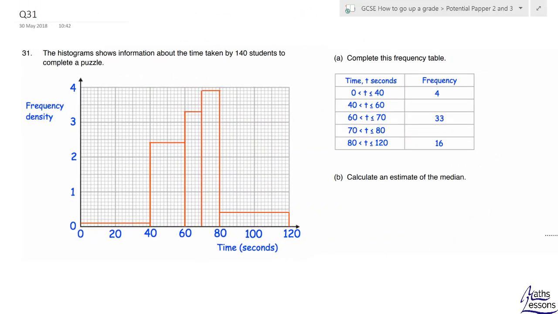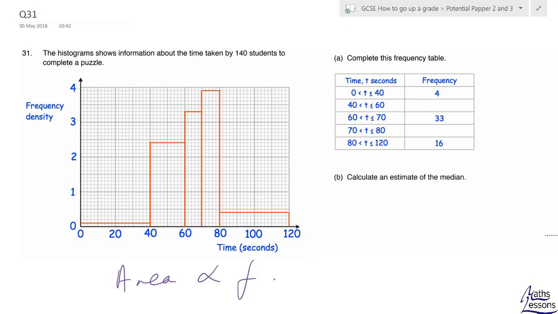Okay, histogram we got here. Remember that for the histogram, the area is proportional to the frequency. Probably a better way of writing it. Area is proportional to frequency. Okay, so it's one key thing to remember when doing these questions. So the area is proportional to the frequency.